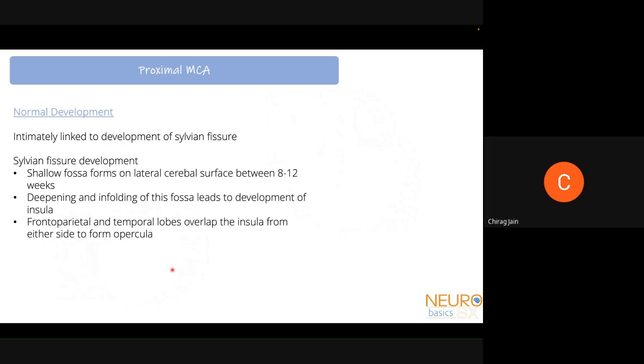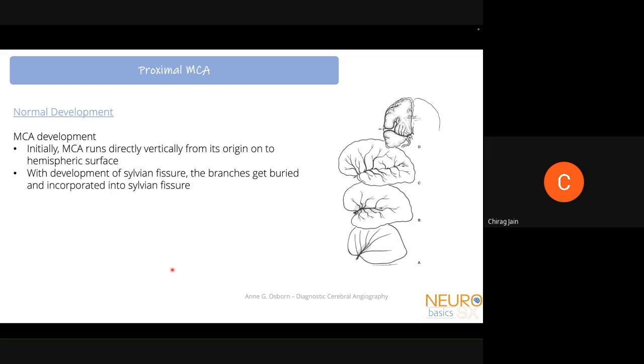Okay, so the development of the proximal MCA is very intimately linked to the Sylvian fissure development. How the Sylvian fissure develops is that between 8 to 12 weeks, a shallow fossa will form on the lateral cerebral surface, and it will just become deeper and deeper, and the frontal and parietal lobes superiorly and the temporal lobes inferiorly will fold over, and they will form opercula.